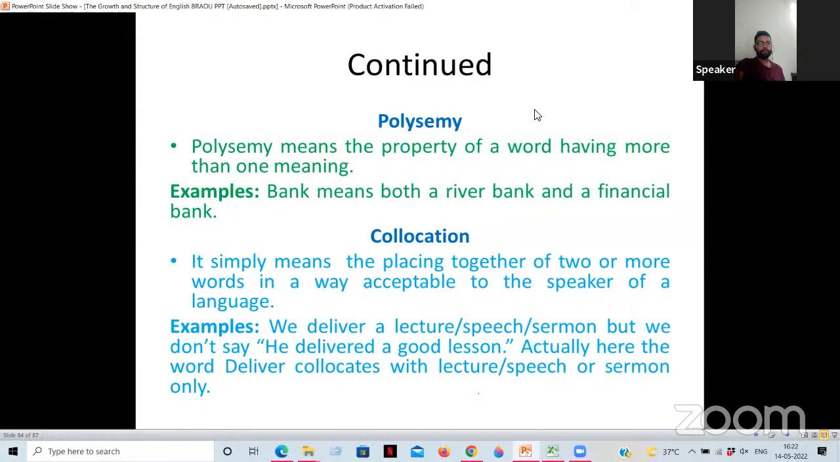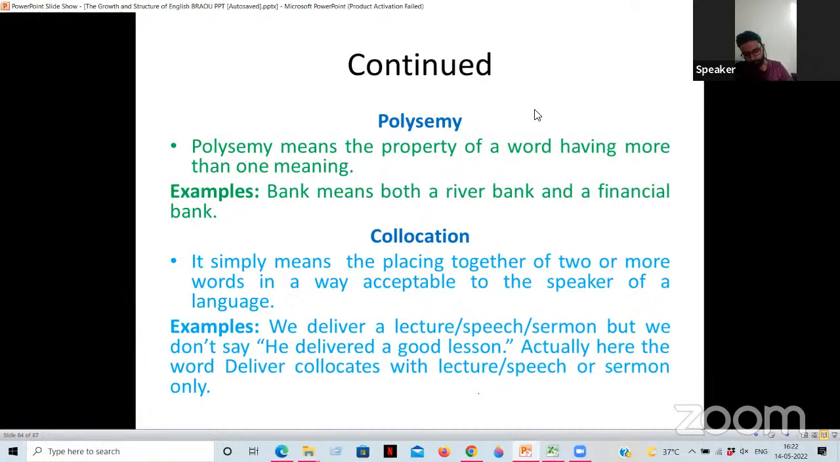Another one is collocation. Now, what is collocation? It simply means the placing together of two or more words in a way acceptable to the speaker of a language. So when you put together two words to make someone understand, as I was talking about synonymy, it is also actually collocated with the same purpose.